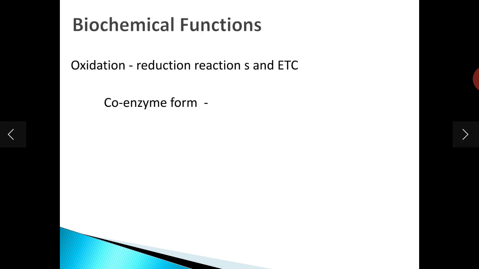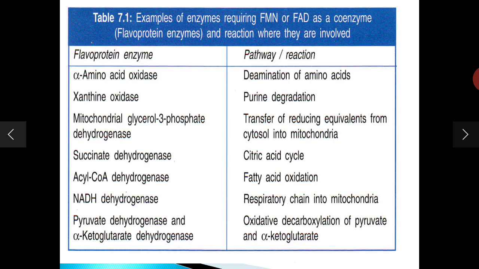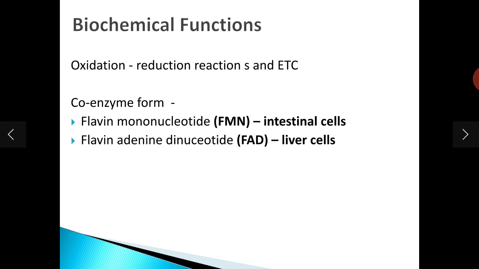Coming to the biochemical functions, it is mainly involved in oxidation reactions and in the electron transport chain. The coenzyme forms of this vitamin are flavin mononucleotide, that is FMN, in the intestinal cells, and FAD, that is flavin adenine dinucleotide, in the liver cells. So these are the two coenzyme forms of riboflavin, that is vitamin B2.